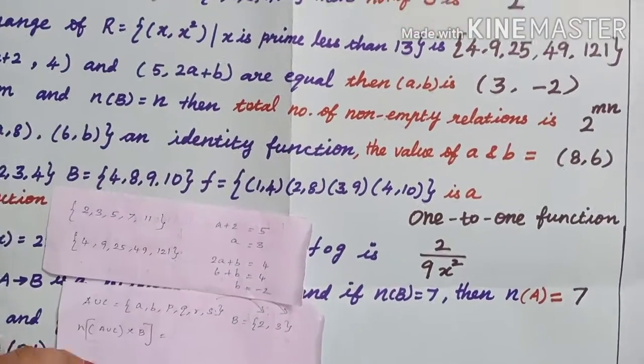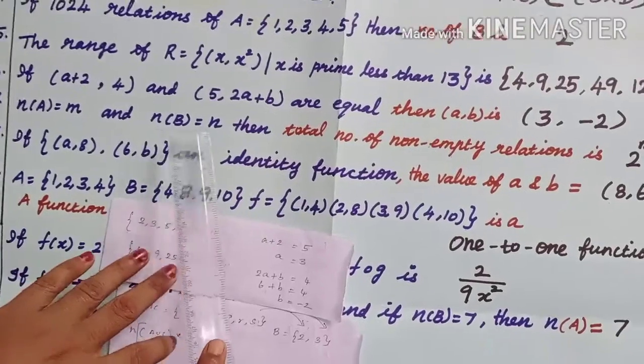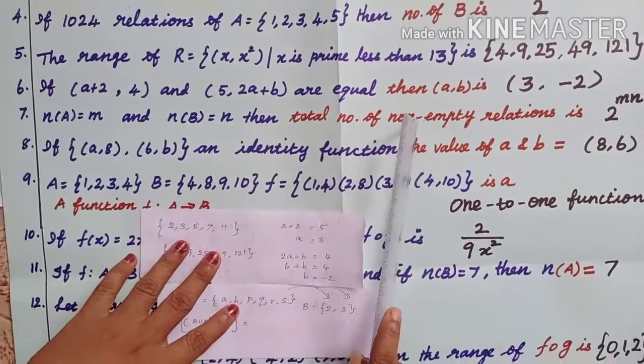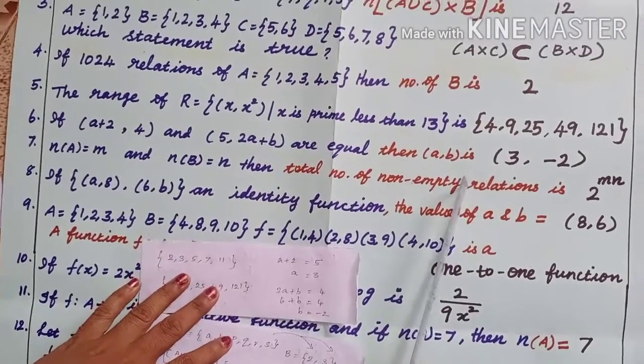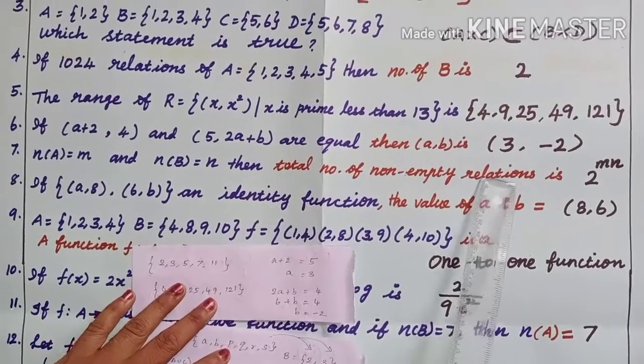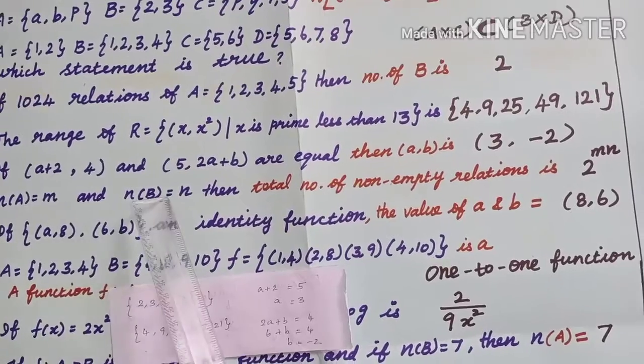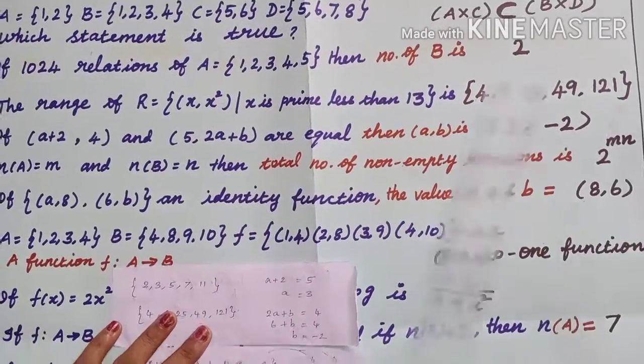Seventh question: n of A equals m, n of B equals n, then the total number of relations. A relation, I am telling you, is a subset. So the cardinal number of subsets is 2 power n. Here with A and B, 2 power mn is your answer.